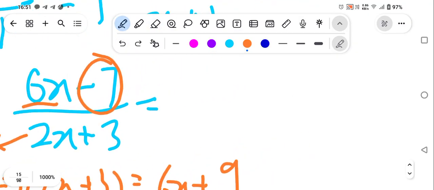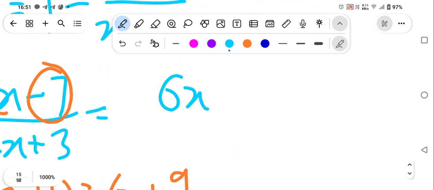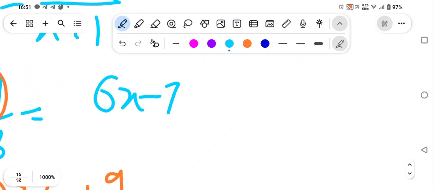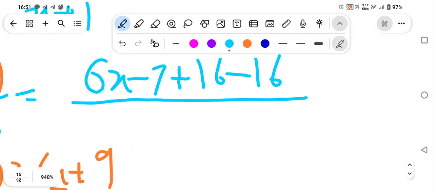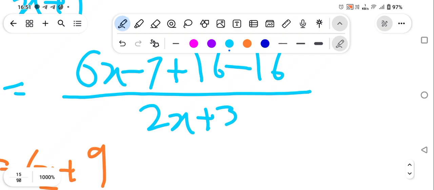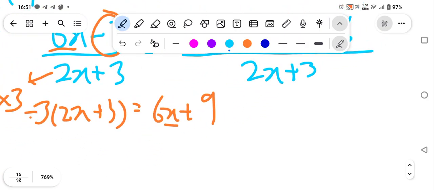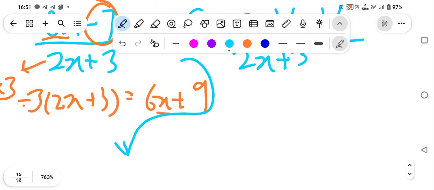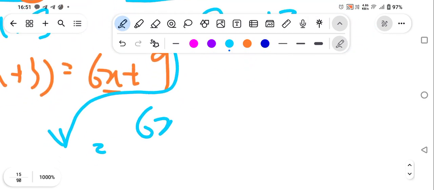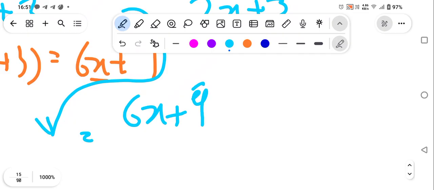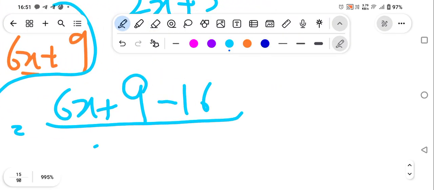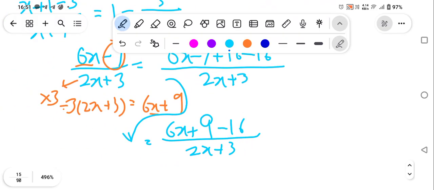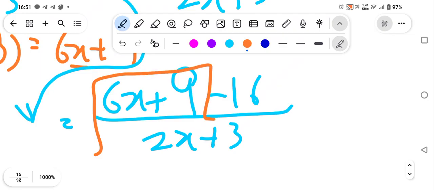I'm not going to erase this. So we have 6x plus 7, and I'm going to plus 16 minus 16 divided by 2x plus 3. So after this step, what do we have? We would have 6x plus 9 minus 16 over 2x plus 3. So you can see that this is actually 3.